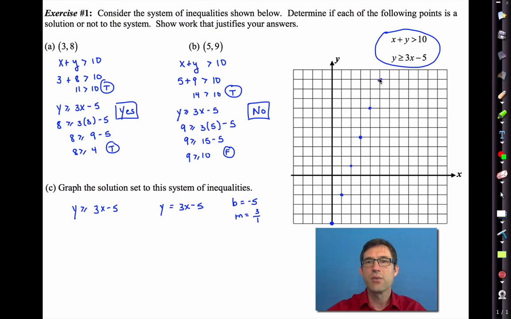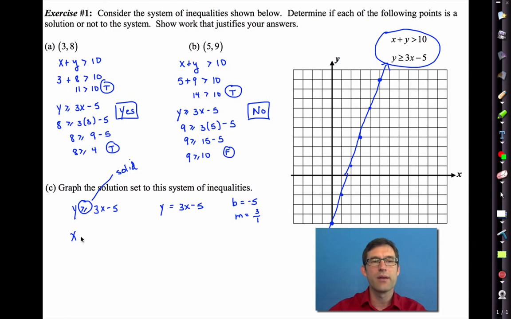Now we have to make a decision whether or not we connect these with a dashed line or a solid line. Do you remember how that works? Hopefully. If there's an equal sign here, which there is, then we graph it with a solid line. Not my best solid line. And we label it with its equation, y equals 3x minus 5. The reason I wanted to do that one first was because the y was already isolated.